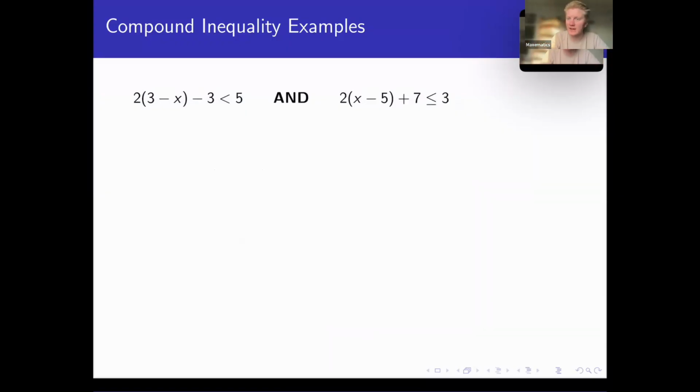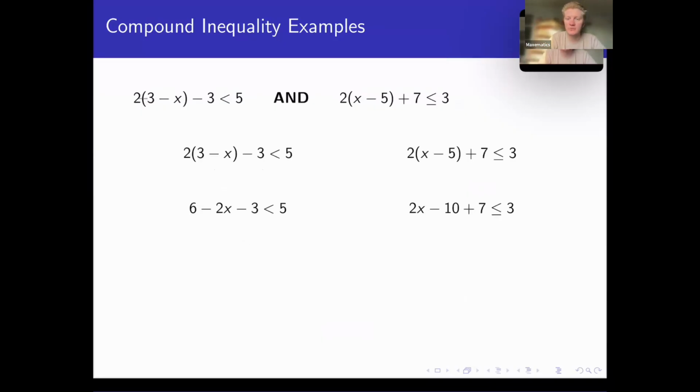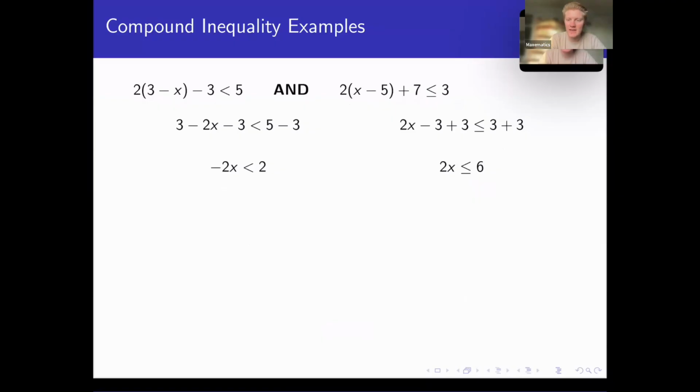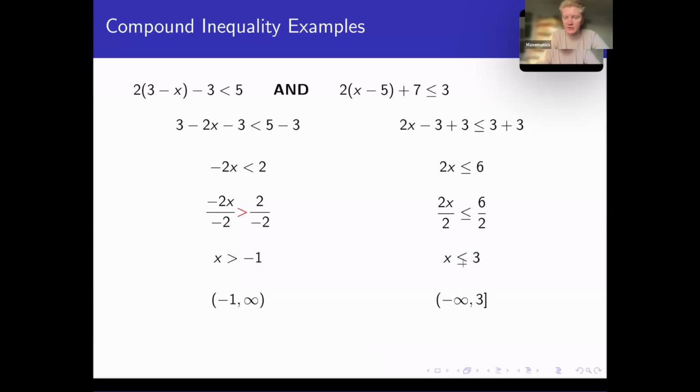Okay, let's do another and example. Again, you can draw it on your own, but let's do it. Here, let's distribute 2. Let's combine some constants. Let's add or subtract some constants. Let's divide by -2 and 2. Don't forget here, when we divide by -2, we got to flip the sign. This says everything bigger than -1 with -1 not included. This says everything less than 3, 3 included because of the less than or equal to.